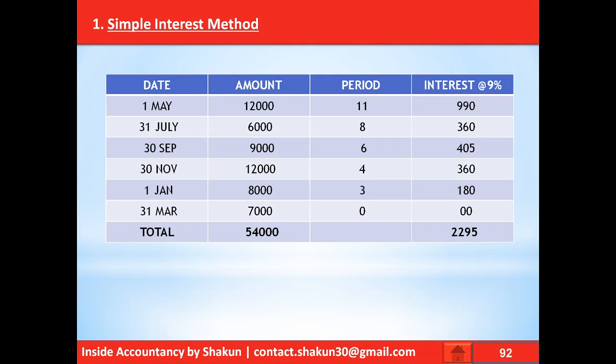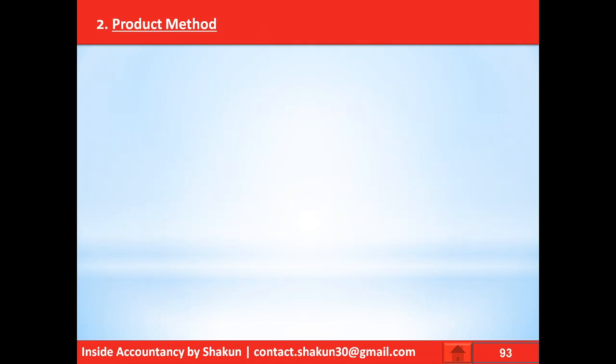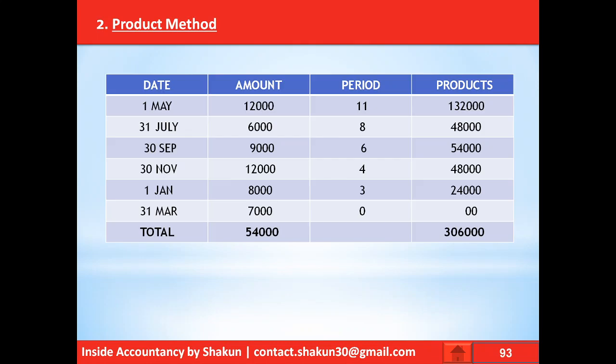When we total the interest separately calculated individually, the total amount of interest on drawings that we get is 2,295. So this is a little cumbersome method because we have to do calculation every time the drawings are made. Let's do the same question using the product method.